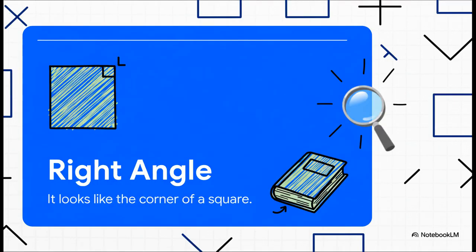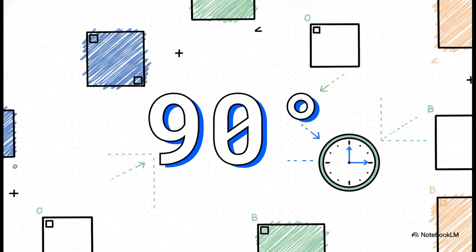First up, we've got the right angle. This is probably the one you see the most often. The absolute easiest way to spot it, it looks exactly like the perfect corner of a square or a book. It's that clean, perfect L shape. And here's the really key detail. A right angle isn't just kinda like a square corner. It has a very specific mathematical value, exactly 90 degrees. Not 89, not 91, 90 degrees. That precision is a huge piece of the code.